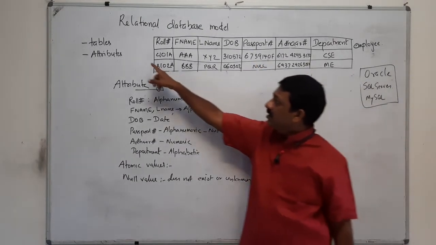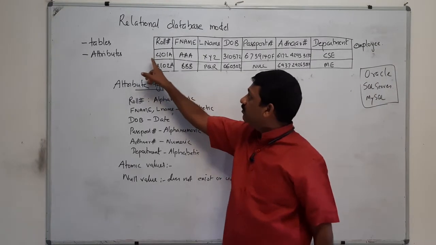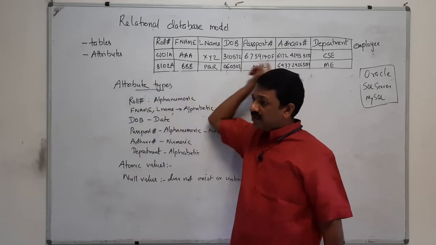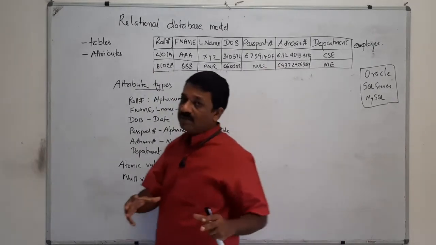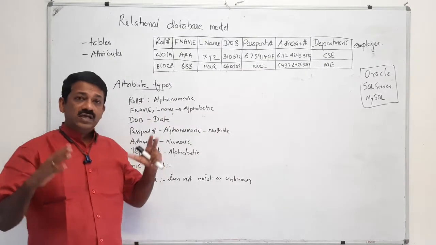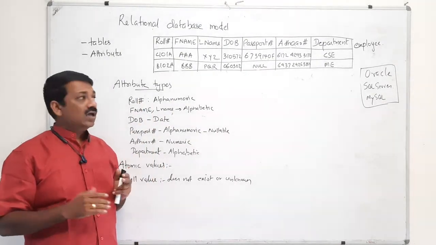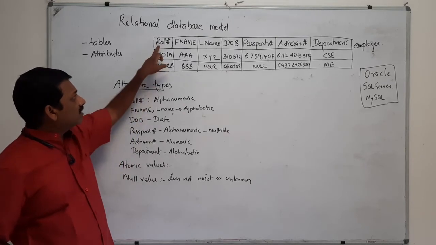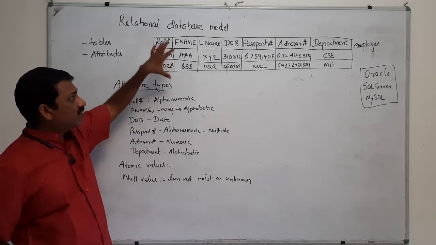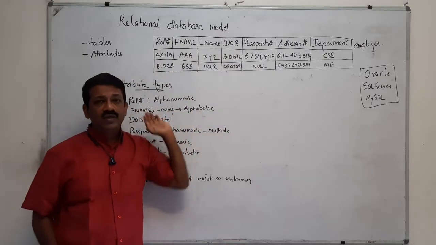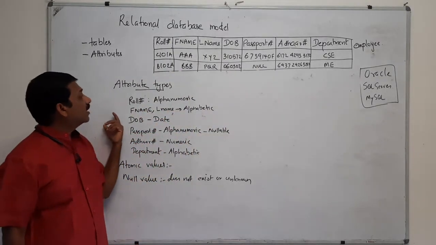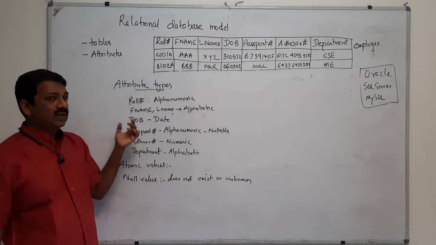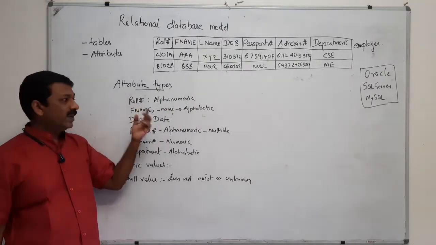That means here this is a tuple. First tuple is for one employee and second tuple is for another employee. That means for each tuple you have a set of attributes. And what do you mean by attribute? Here roll number is an attribute of this employee table or employee relationship, and for roll number you have to specify the domain. Domain is alphanumeric.